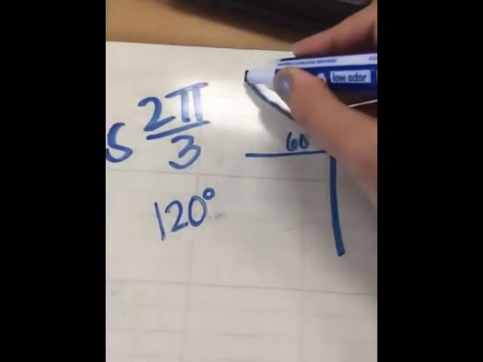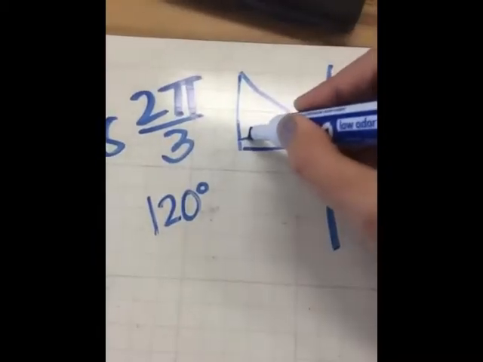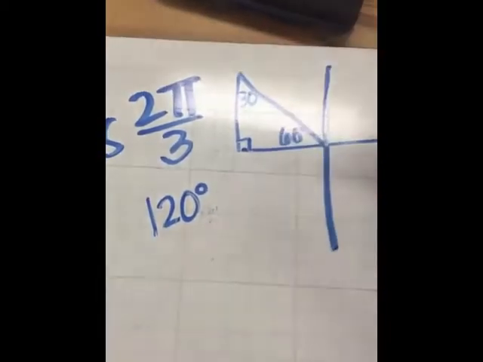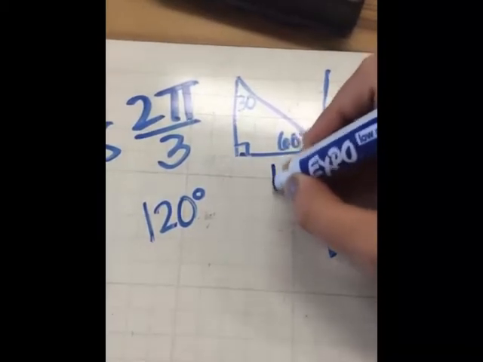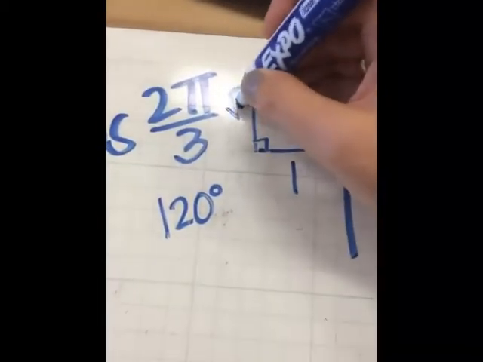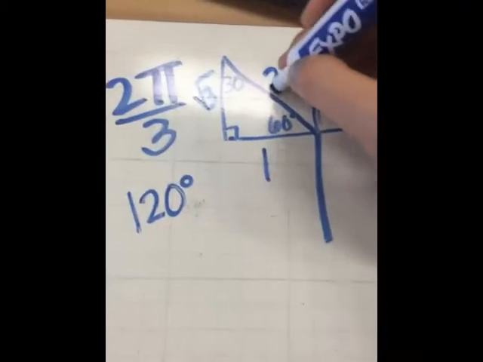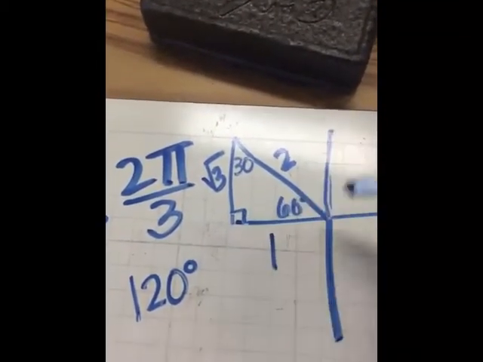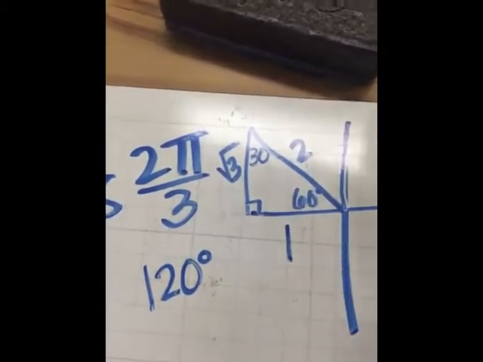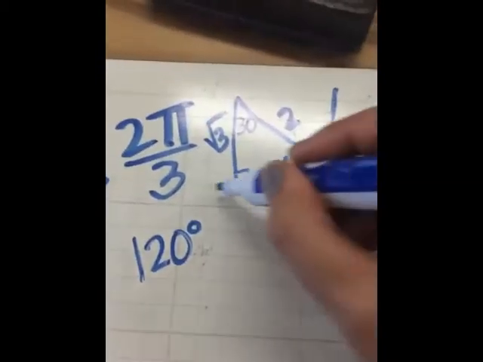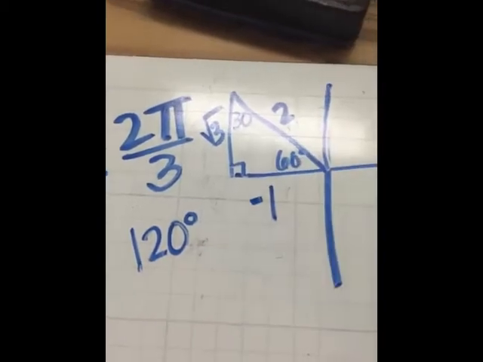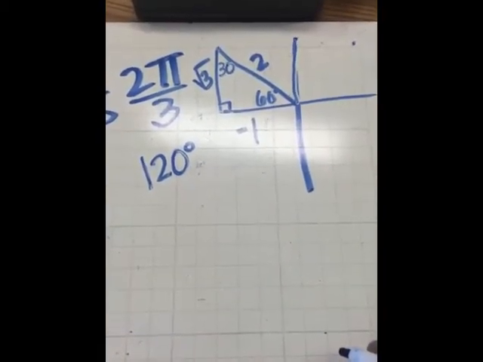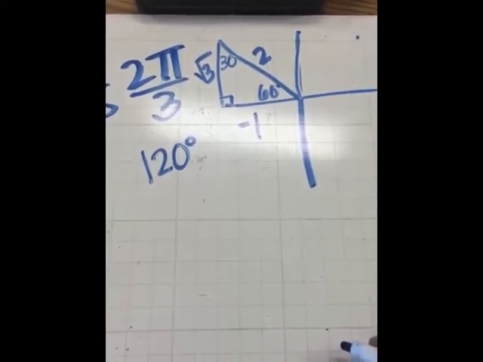So now we can draw a right triangle. This is 30. Across from the 30 is 1. Across from 60 is root 3. Across from 90 is 2. Except we are now on the left side of our y-axis. So all these x values over here are negative. So this is actually -1. And this makes sense because cosine is negative in the second quadrant.